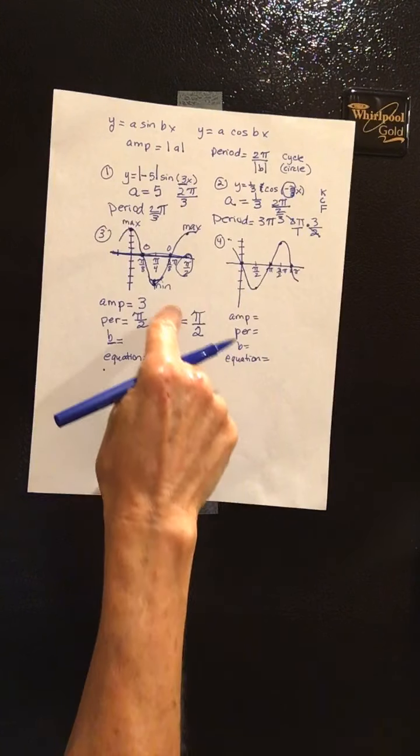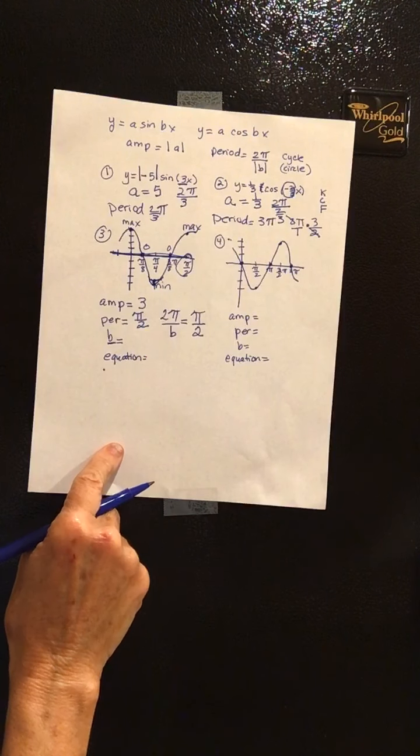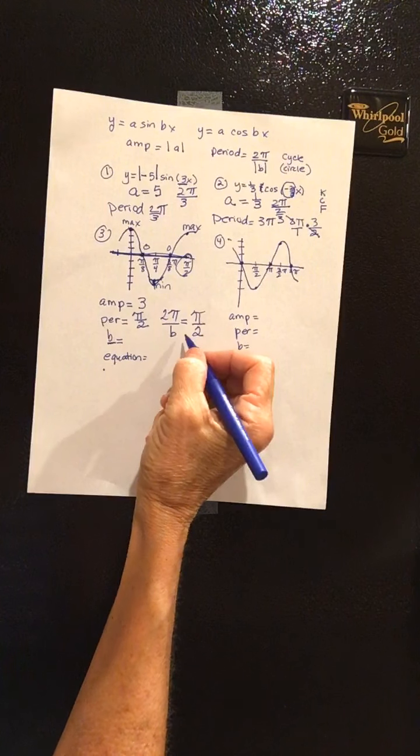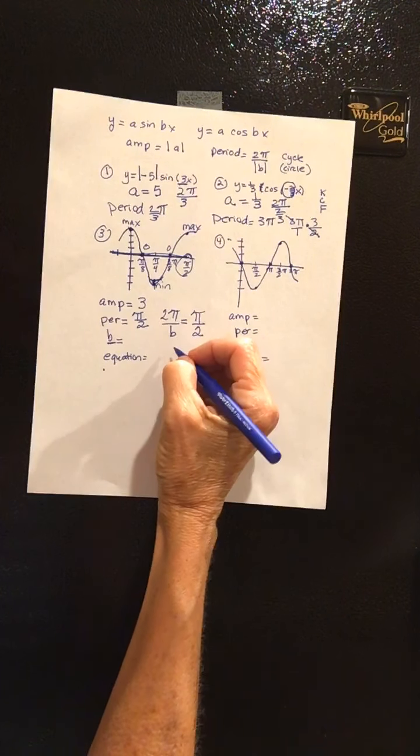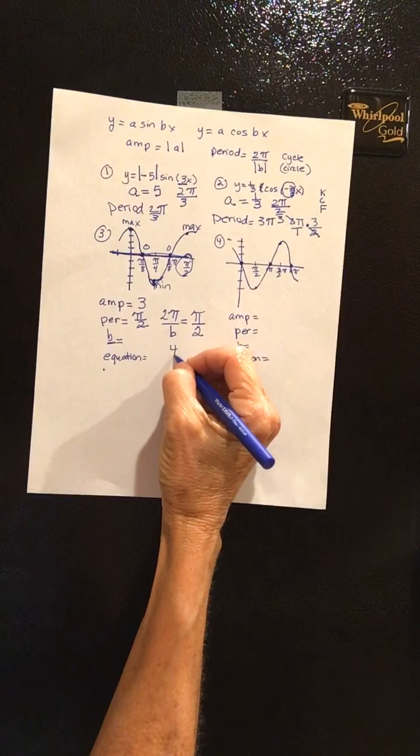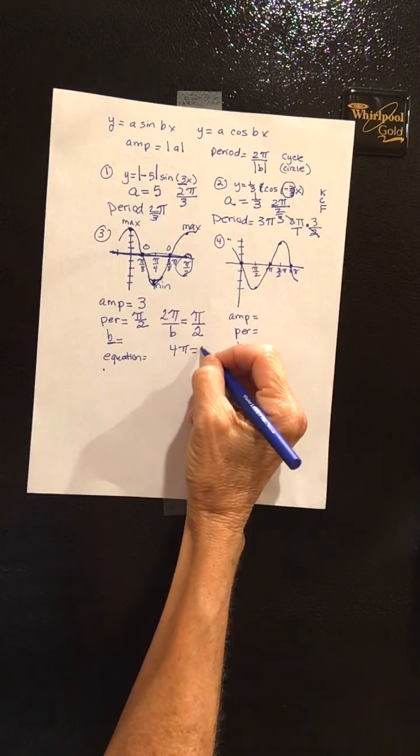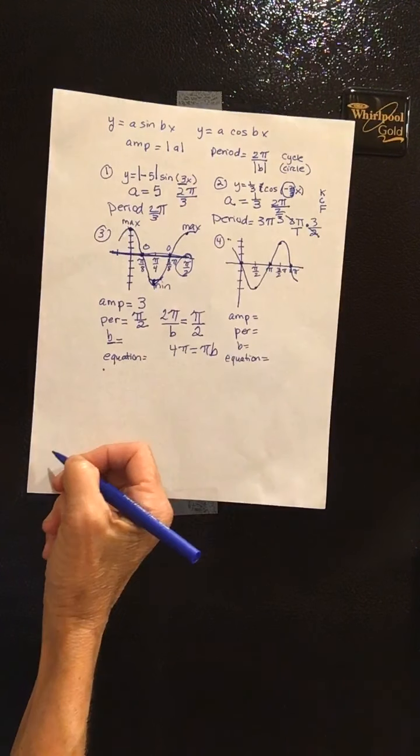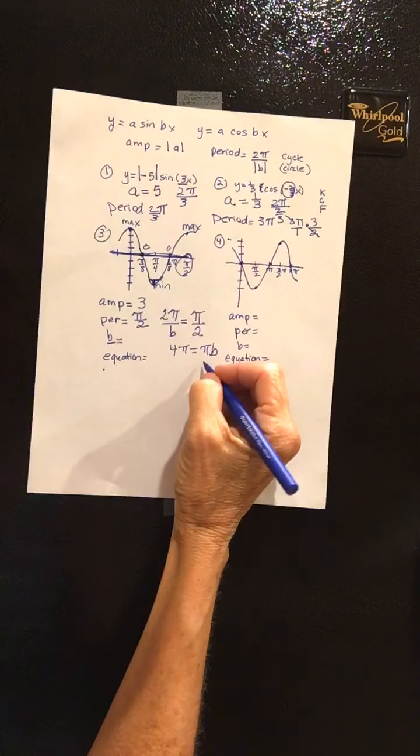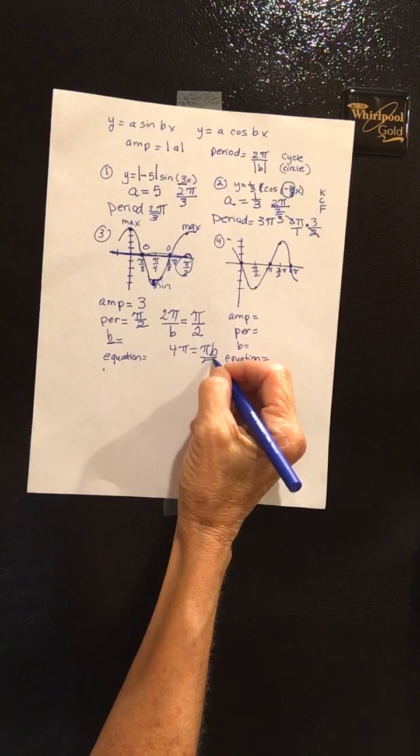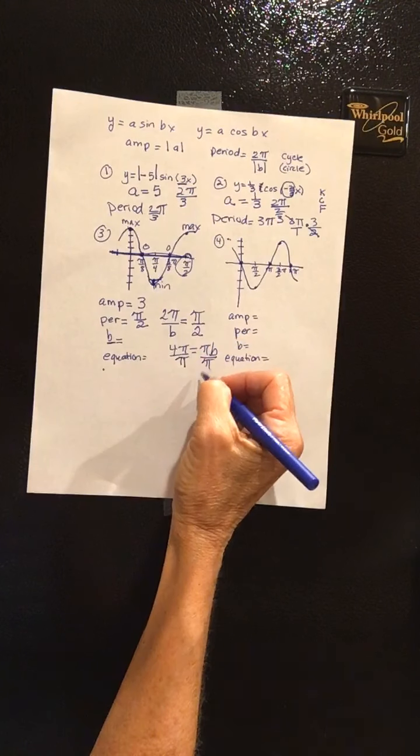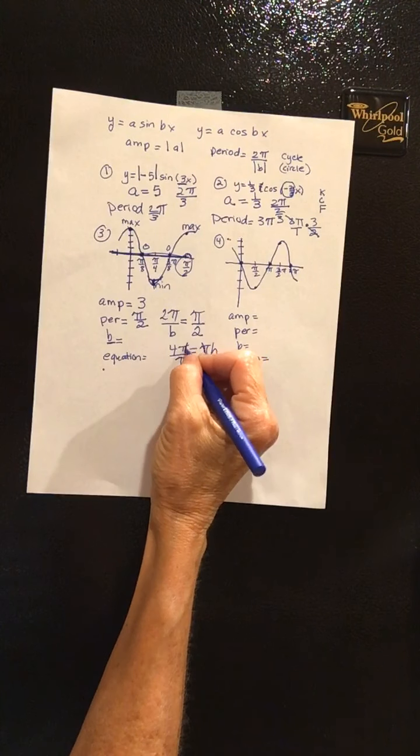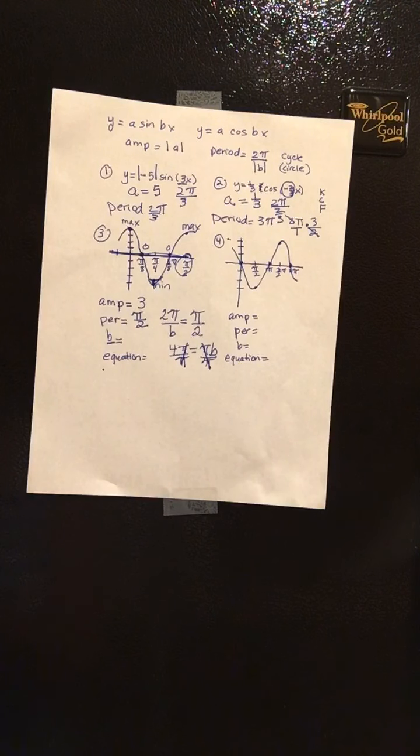When I crisscross multiply, we could cancel this out, but let's just go ahead and crisscross multiply. I get 2 pi times 2 is 4 pi. This would be pi times B. To solve for B, I'm going to divide by pi. My pi's cancel out here, my pi's cancel out here, so your B equals 4. Now I can write the equation.